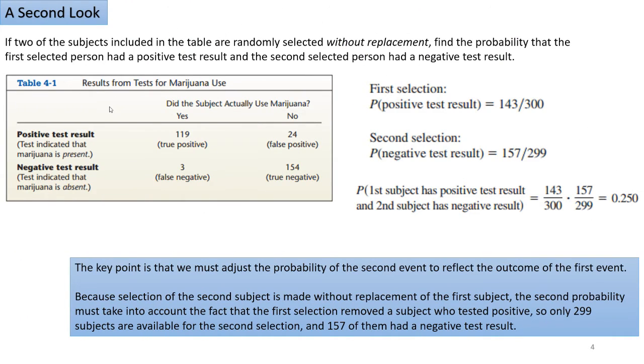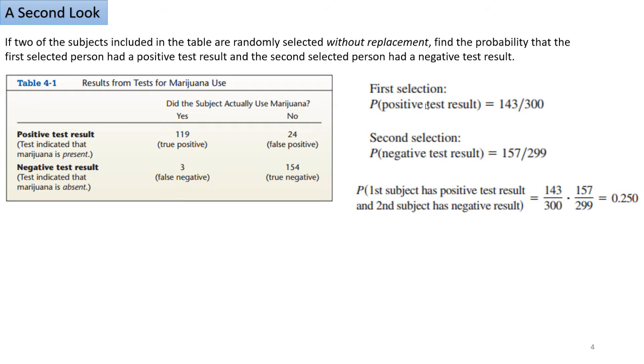Here, once again, we're dealing with the results from tests for marijuana use. In this case, you're asked that if you were to select 2 subjects from this group of 300 without replacement. So let's get clear what that means. It means that when you pick somebody for your second choice, the first person you picked can't be picked again. If the situation was with replacement, then you could pick the same person twice. So they want you to find the probability that the first person selected had a positive test result and that the second person selected had a negative test result.